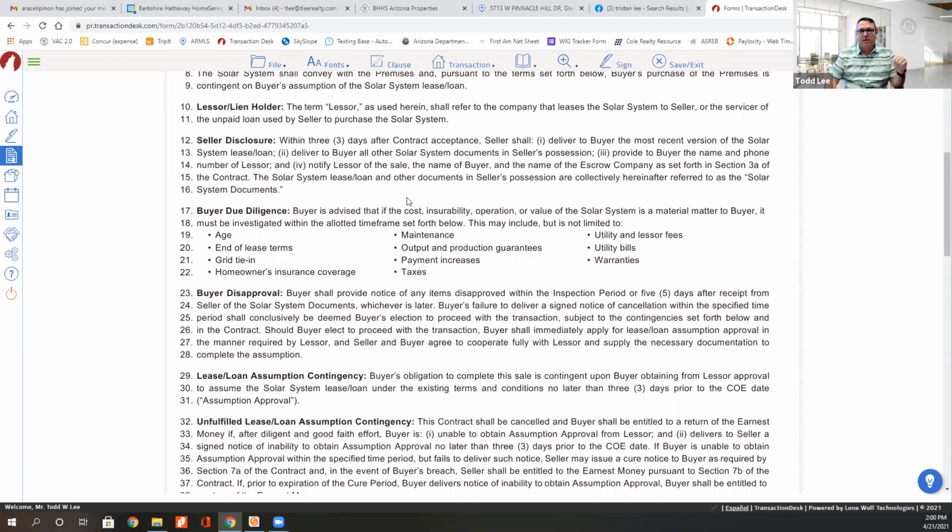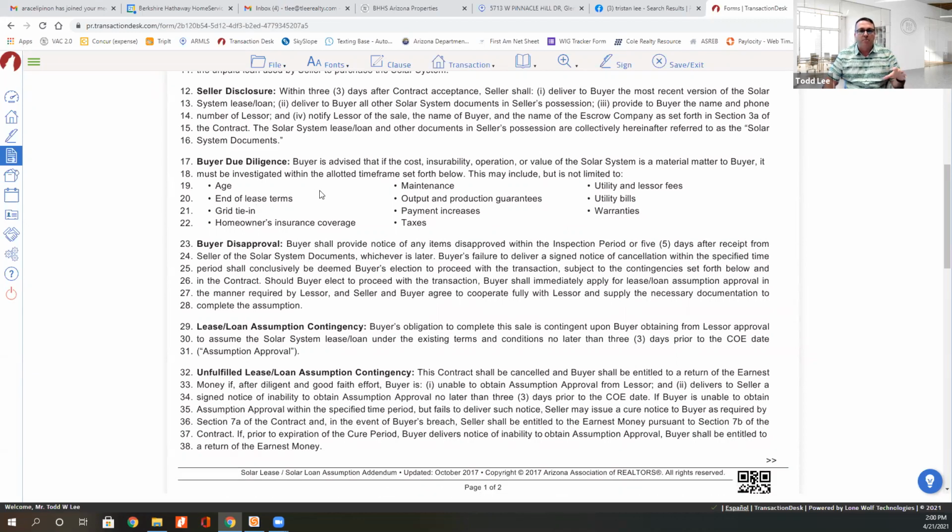The solar system lease and other documents in the seller's possession are collectively herein referred to as solar system documents. The buyer's due diligence: the buyer needs to do their due diligence on solar. Again, this is something that you're going to really strongly suggest to your buyers, that they get that solar system checked out and make sure that it is functioning properly. And that, again, they're not buying something that's going to end up being a money pit down the road.